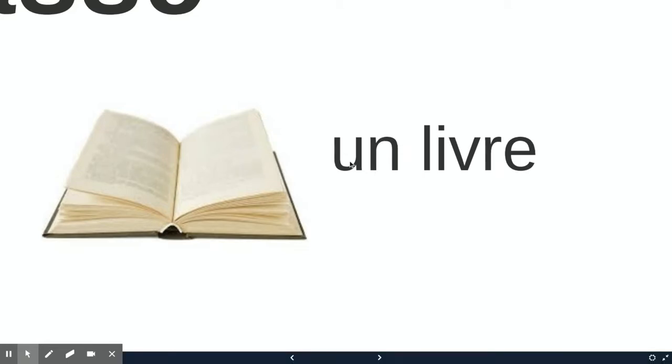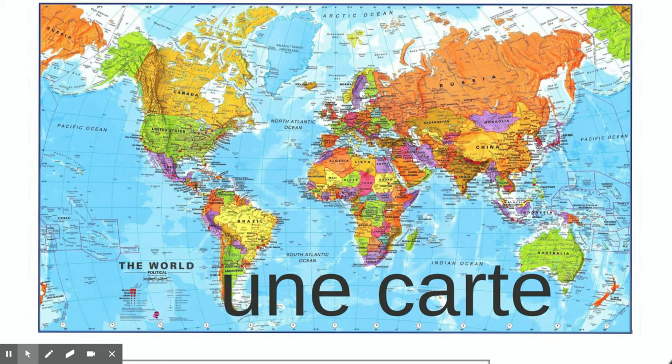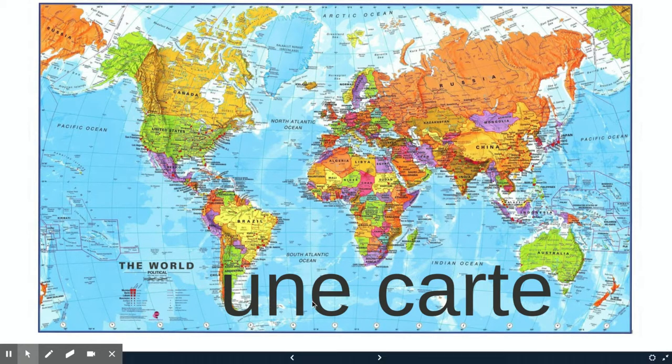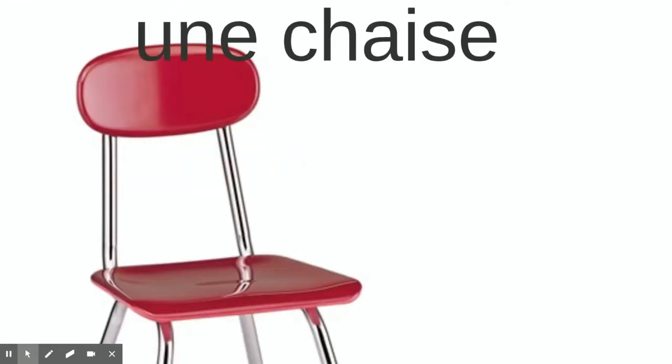And it's going to be super helpful if you can remember that un is the masculine form of a, and that une carte was une, the feminine form of a. So this is going to be helpful going forward, especially when we start talking about more things, knowing that une means a and it's feminine, and un means a and it's masculine. So super helpful. Just get it in your brains now that un means something that's masculine and une is something that's feminine.